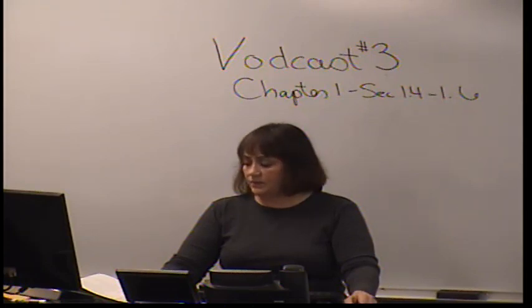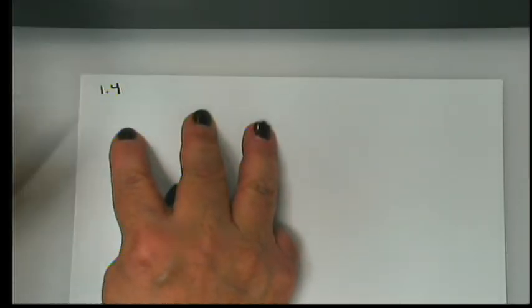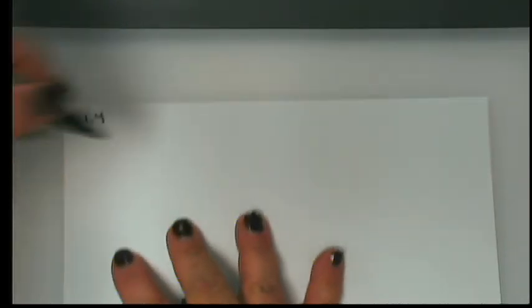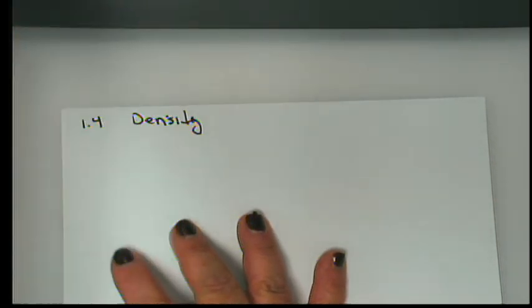So, starting with Section 4, I'm going to go to the document camera. And basically, in Section 4, we define some properties of fluids. And the first that we start with is a property that is probably familiar to you from thermodynamics, perhaps, or from chemistry, and that is the property of density.